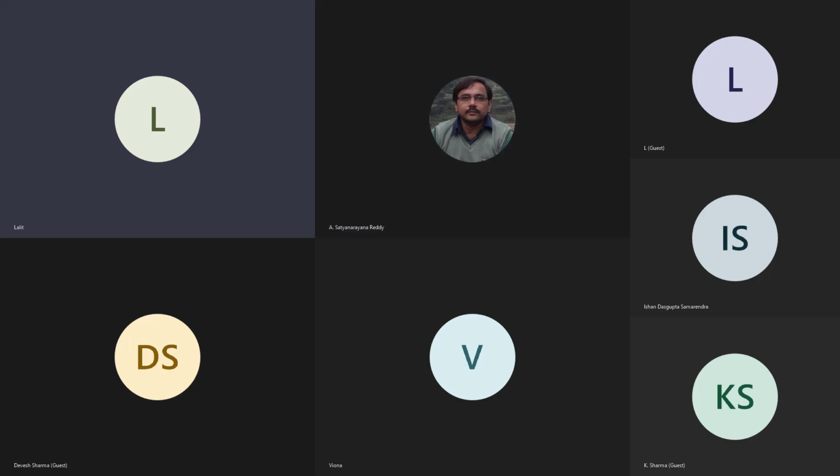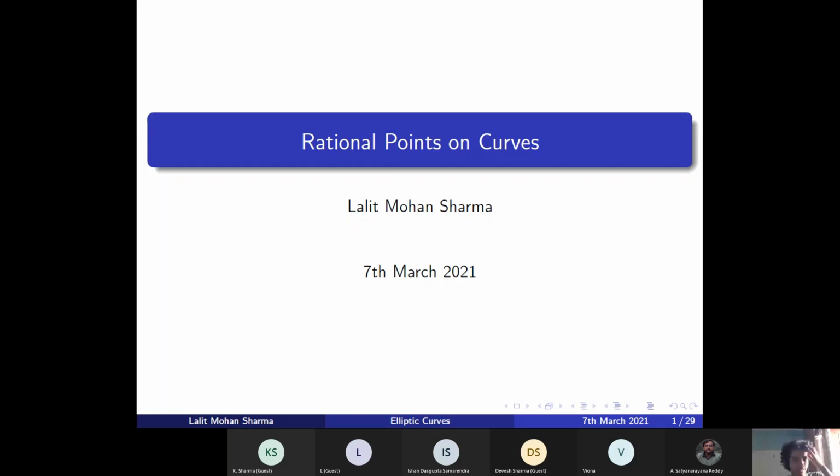And okay, I'll start. So I'll just explain the topic a little bit. What we're really talking about is rational points on curves. So for example, can someone give me a really simple example of a curve in a two-dimensional plane? Some simple example.